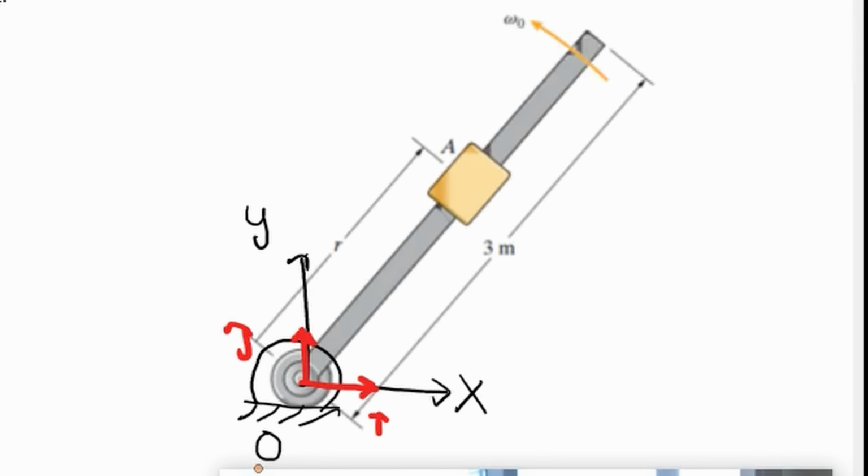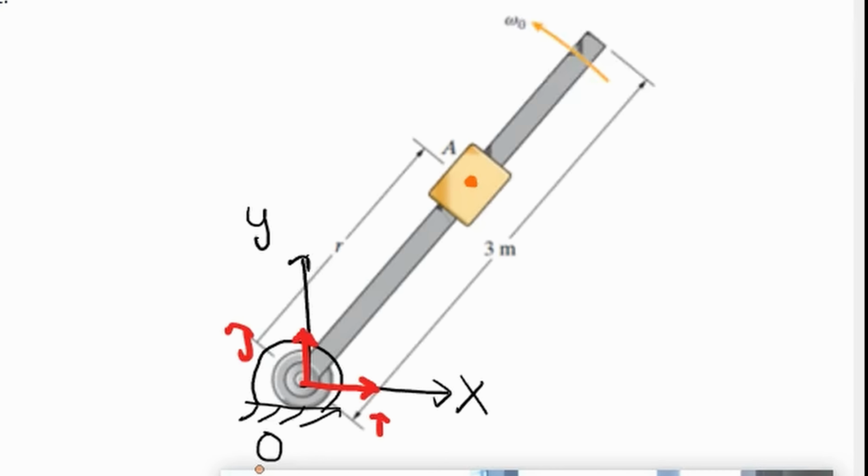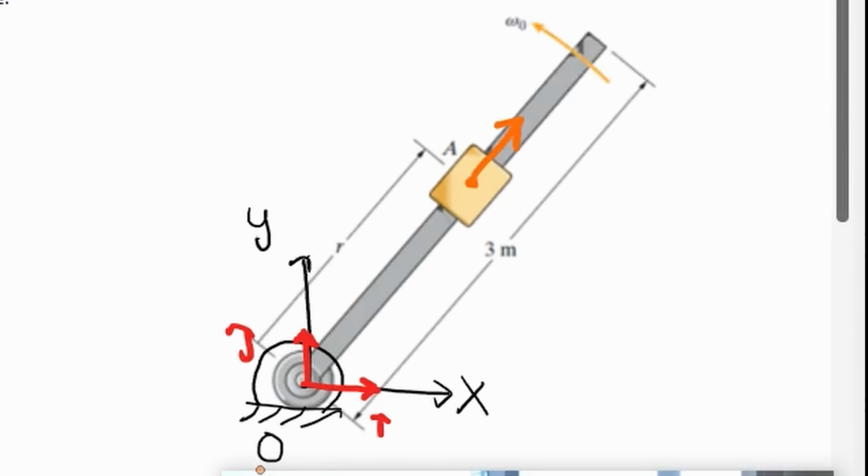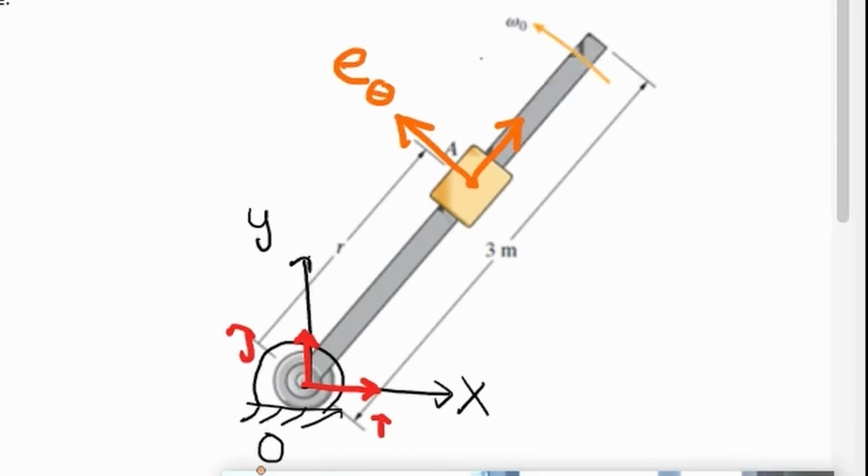Now I'm going to locate another reference frame, and this frame will be a rotating frame. I can choose between normal and tangential and radial and transverse here, and I'm going to choose radial and transverse because this has movement along the rod, so I can define its movement in that direction. I can also define its movement in this direction. I'm going to label this e_theta and this e_r, and these are my two unit vectors, and I'm going to label this origin E.